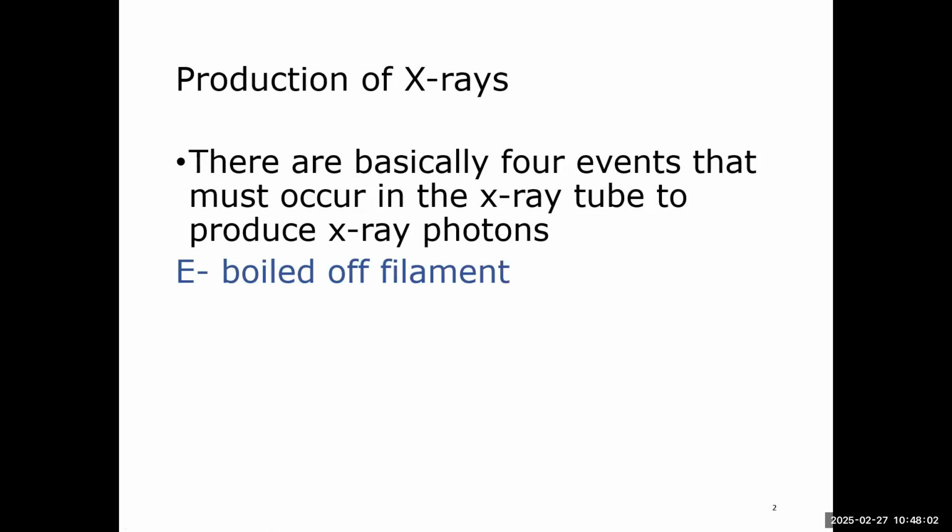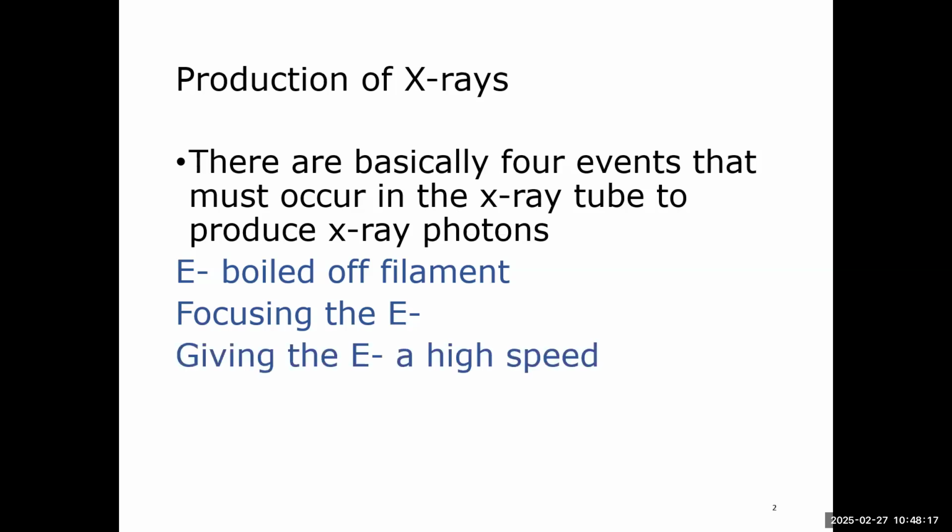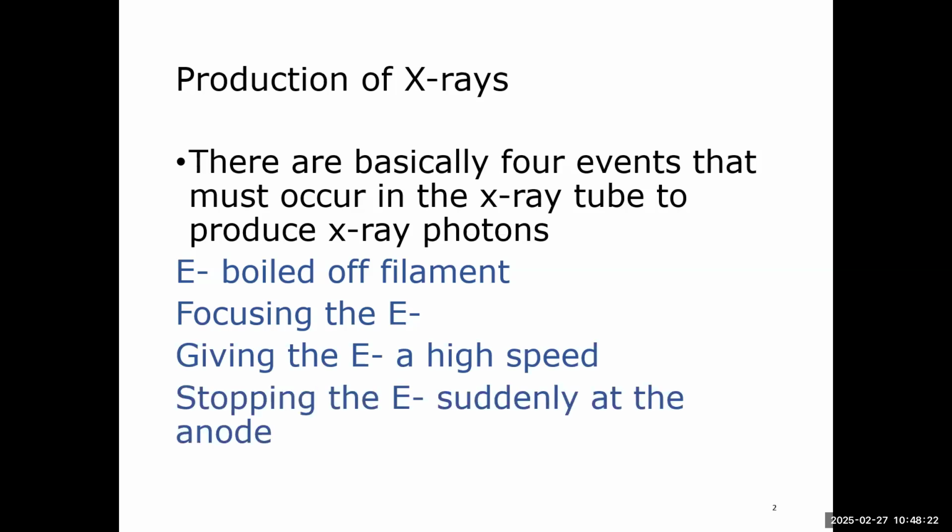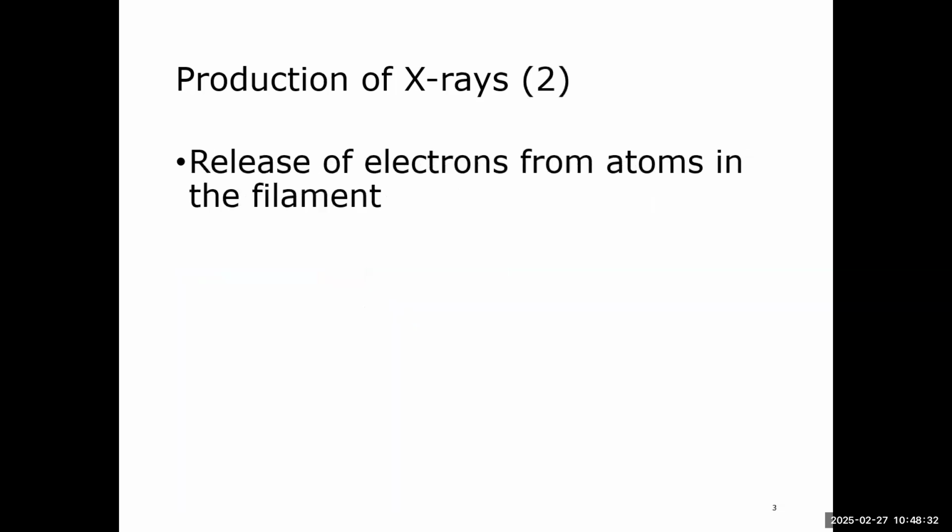Okay. Then what happens in the tube? So we have these electrons that are being boiled off. Then what happens? They get focused, right? And then what? Acceleration. Yes, they get accelerated rapidly across the tube to the anode. And then what? Rapid deceleration. Yes. So then there's a sudden stopping of them. So those are basically the 4 events that have to occur in the tube to get X-ray photons produced.